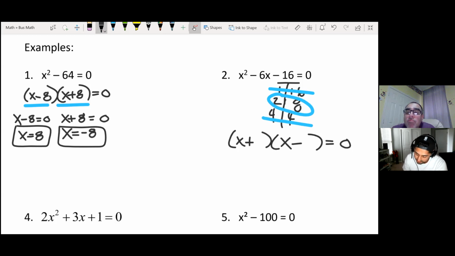So if the middle number is negative, this means the bigger number must also be negative and the smaller number positive.